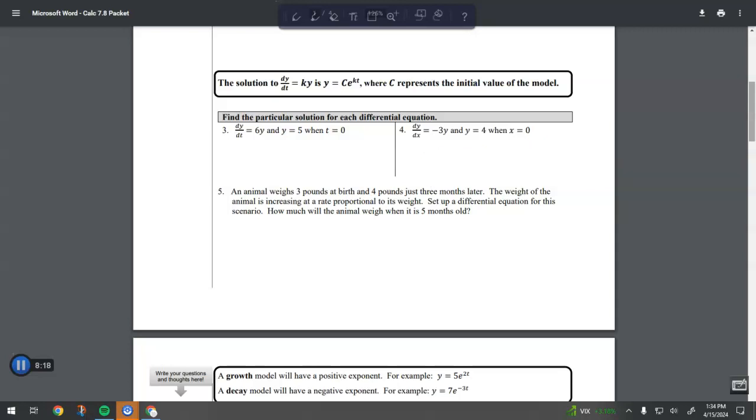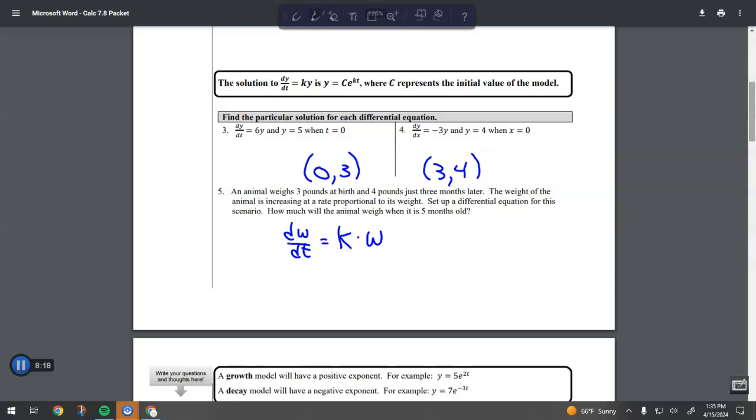Number 5. So, a little bit different here. You have to do some work to find out what K is, and then plug something in. You guys have done similar stuff in advanced algebra. It's been a while, but this is basically a point 0, 3, like 3 pounds at birth, and then 4 pounds 3 months later. The weight of the animal is increasing. That's a rate, so that's dW over dt, and proportional to means directly proportional, so k times W.